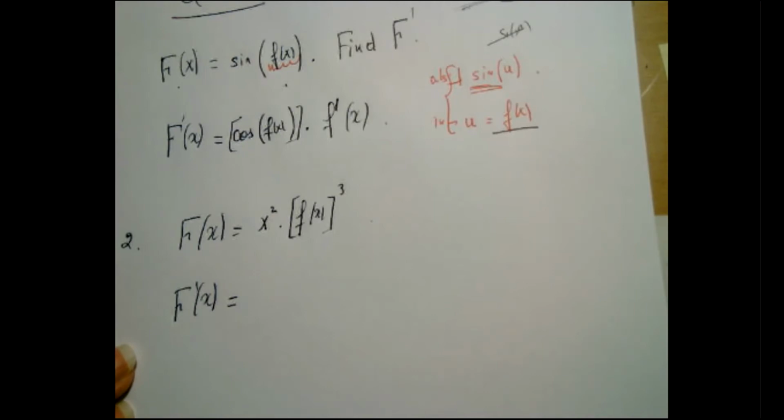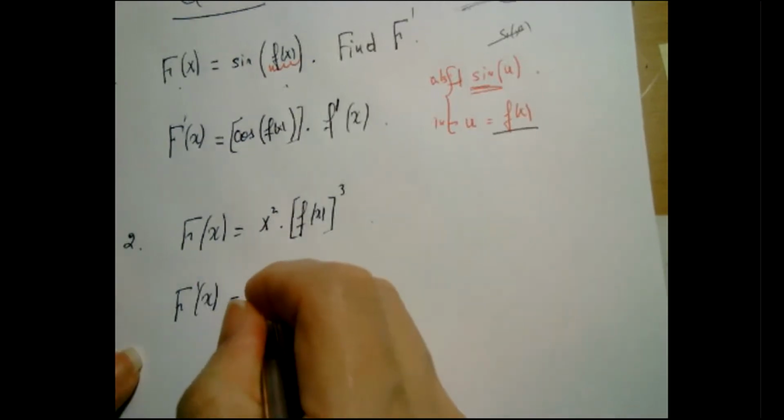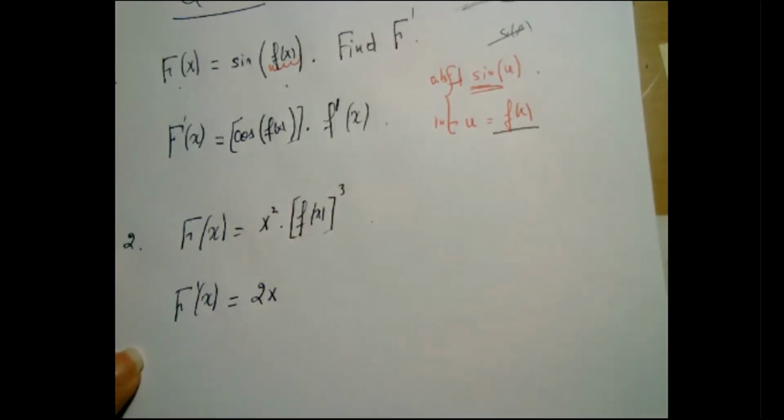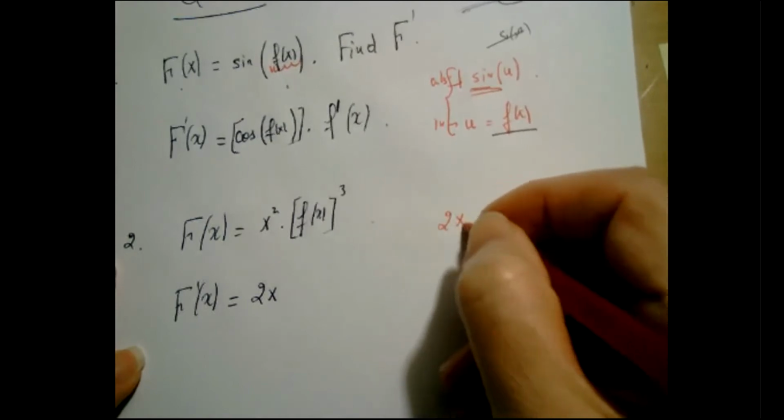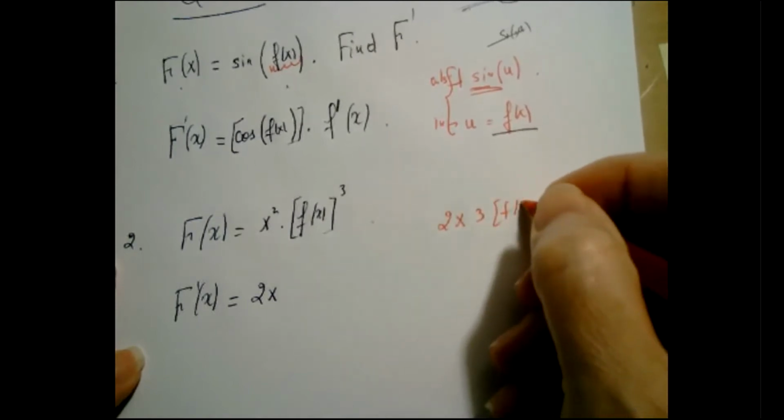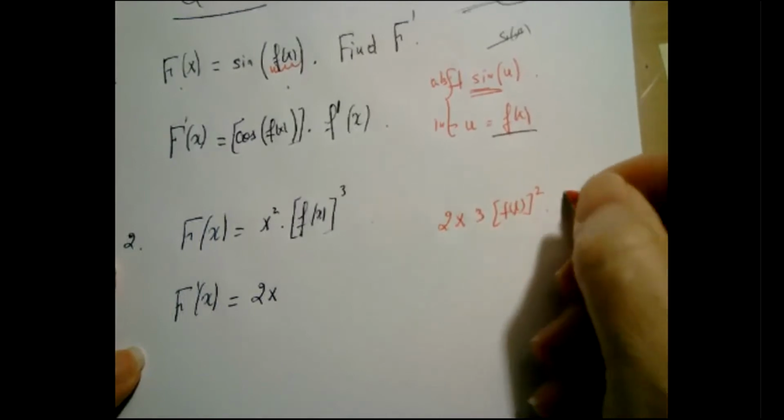All right, I got 2x times 3 times f of x squared, and that multiplied by f prime of x. Who would like to correct your classmate's mistake? Okay. It's not bad though. It's not bad. But then what's the mistake? So the answer your classmate gave me: 2x times 3 f of x to the power 2 times f prime.